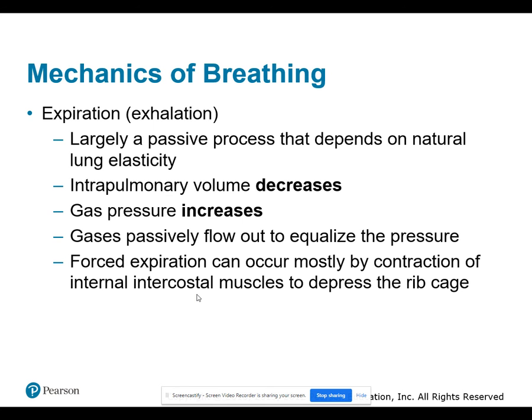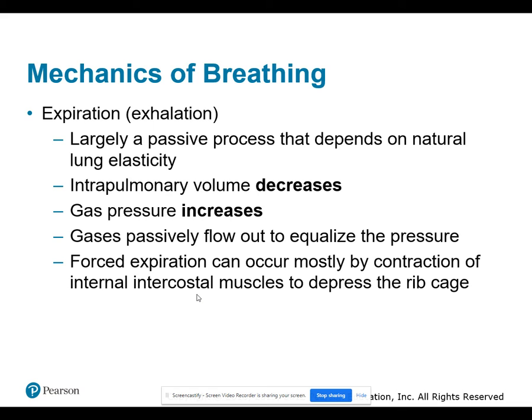The next one we're going to talk about is expiration, or exhalation. When you exhale, breathe out, this is a largely passive process. You just do it naturally. You don't have to exert a lot of energy in order to do it, and it actually depends on your lungs' elasticity. So how can it stretch and then recoil back to where it was?